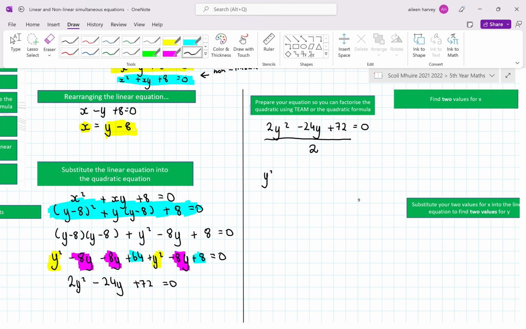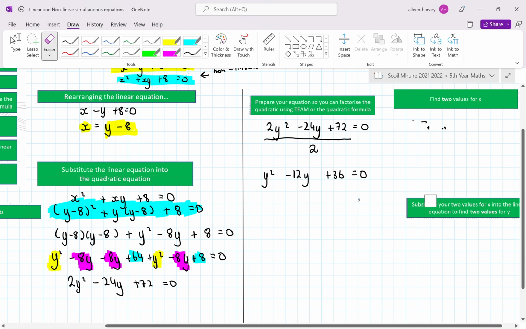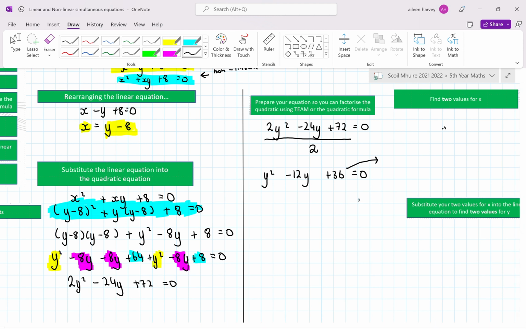This leaves me with y squared minus 12y plus 36 is equal to 0. And to factorize this using team, we're going to see what values times to make the end and add to make the middle. So what are the factors of 36 that can add to make minus 12?